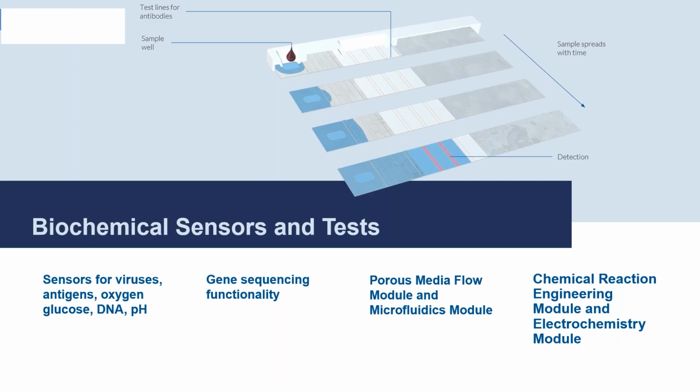Porous media flow module for the osmosis of the fluid through the device. You know, when you're doing the test strips like you see here for COVID, you know what those look like. Here's an example of that. Also the microfluidics module for doing flow in very small channels. The other part that is with these biomedical tests have to do with chemical reaction engineering and also electrochemistry that are involved. So these are the things that COMSOL provides for the biomedical sensors and tests.